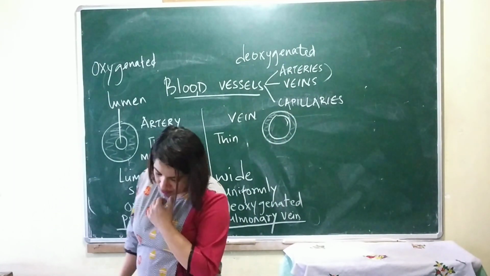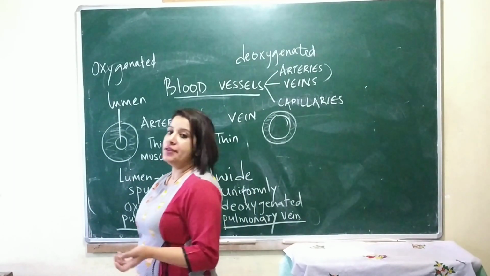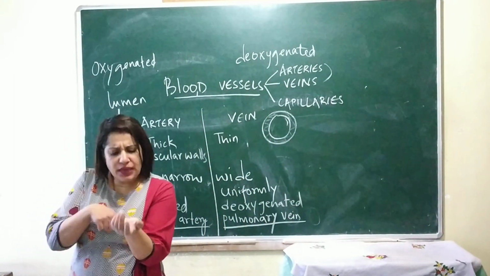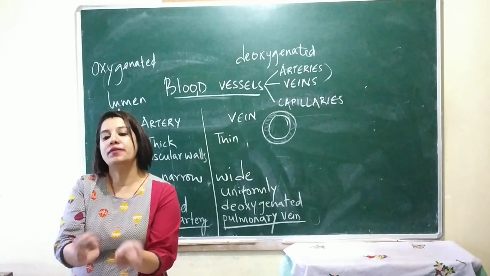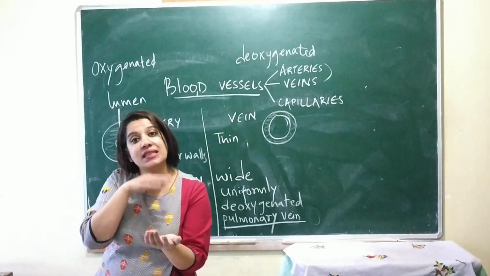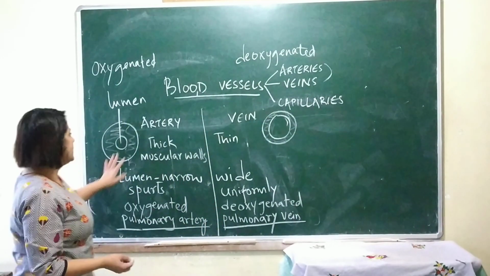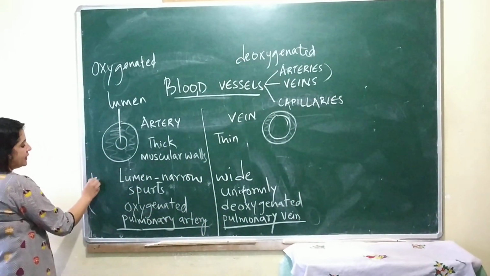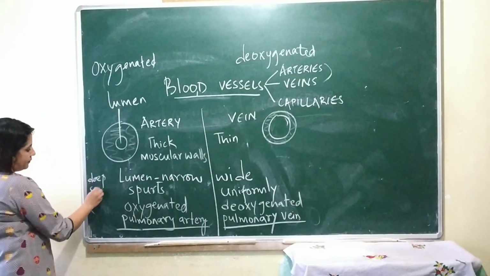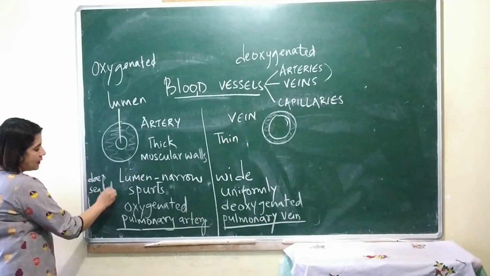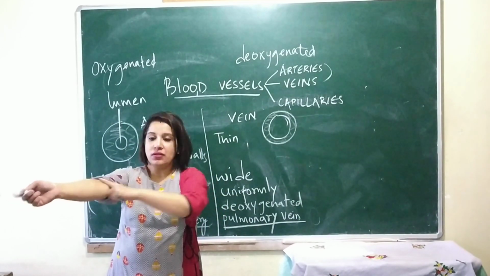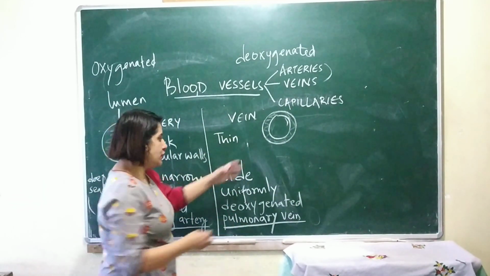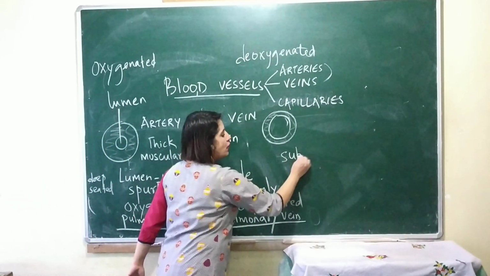Now, all arteries we find deep inside our body. We do not see our arteries. They are not superficial. They are deep inside the skin. So we say arteries are deep seated, whereas veins, the bluish thing that we see, are all veins. So they are superficial, just below our skin.